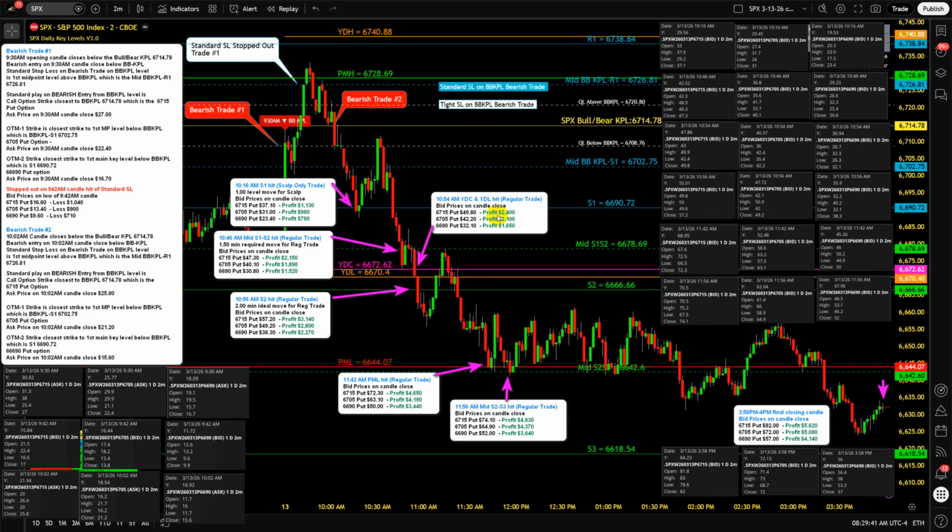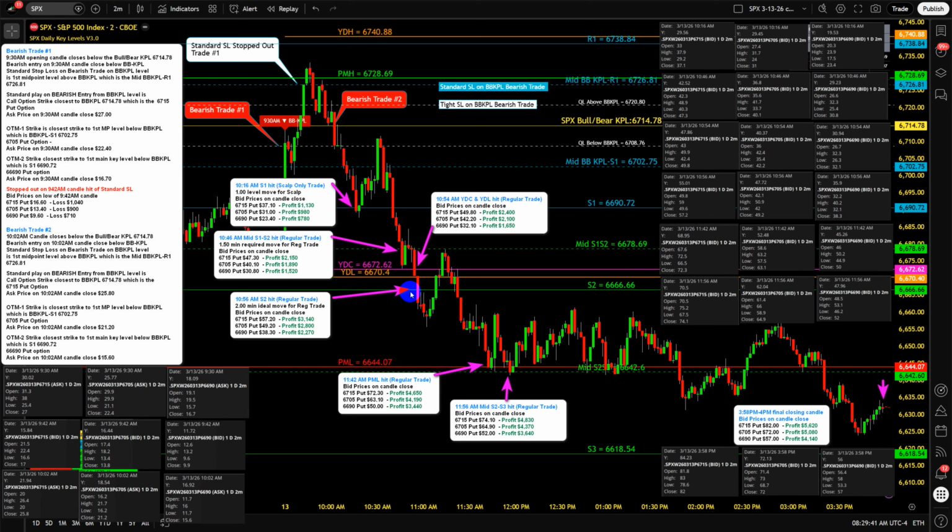So now the profit is $2,400. The 67.05 is 42.20. That's a profit of $2,100 on that. 66.90 now 32.10 bid on the candle close. So that is a profit of 16.50 on that one.